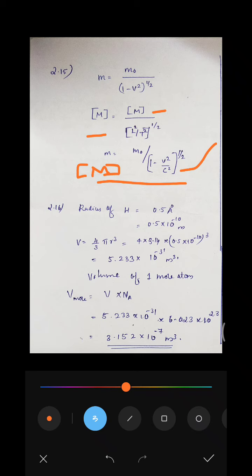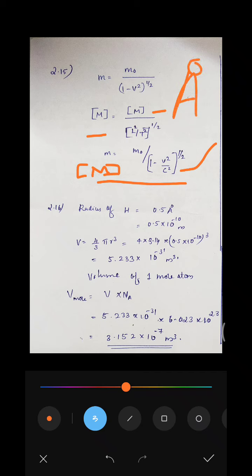Now let us come to the next question, that is 2.16. The unit of length convenient on the atomic scale is known as the Angstrom and is denoted like this.